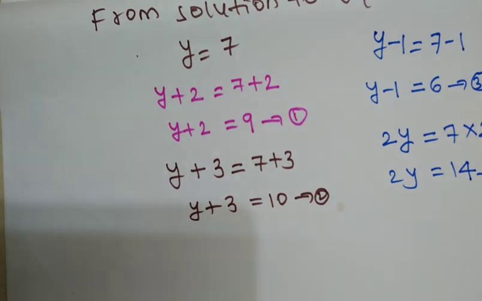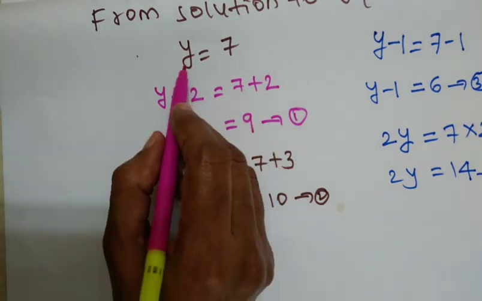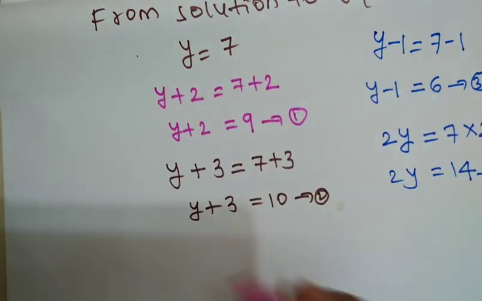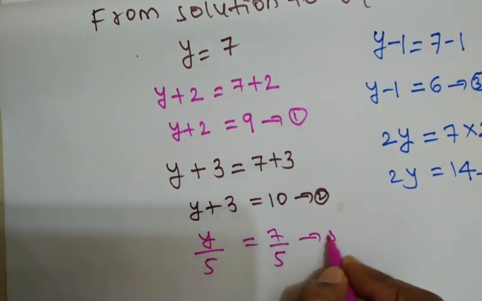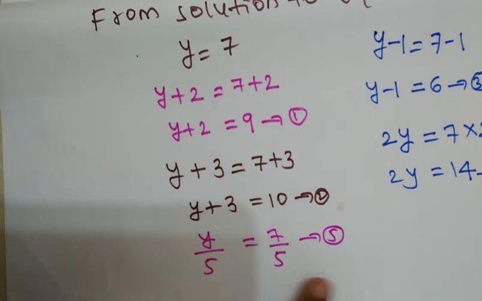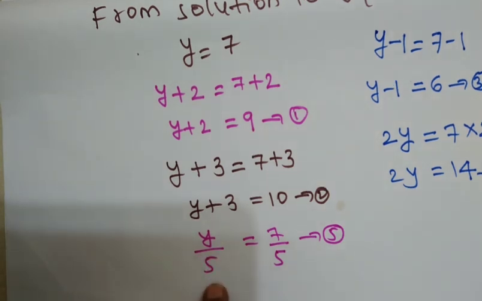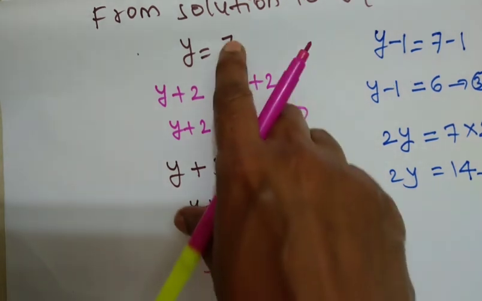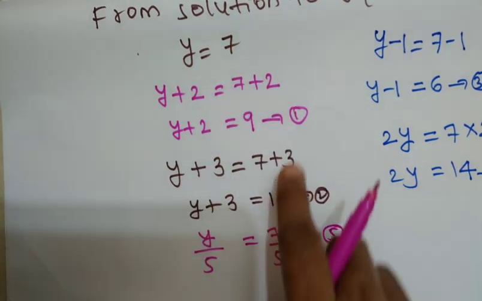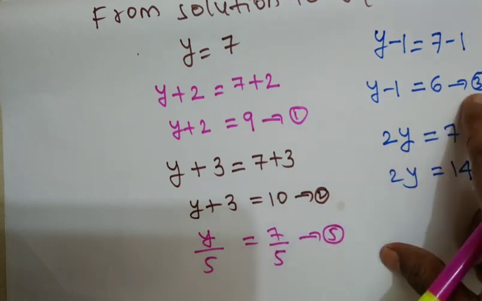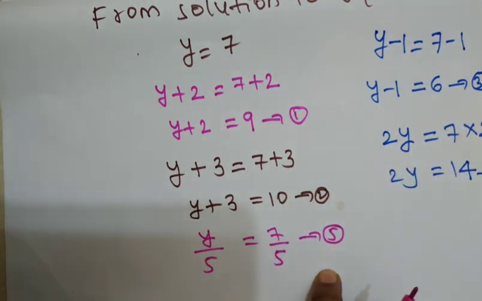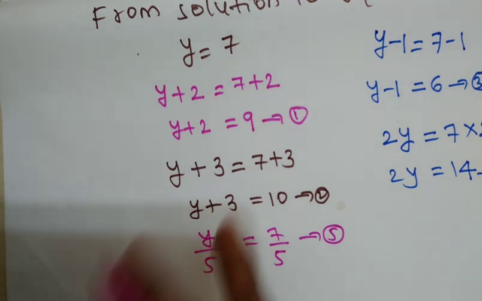Now let us see one more. Let us divide both sides by any number, say 5. If I divide both sides by 5, y by 5 is equal to 7 by 5. Now we got the fifth equation. This is also an equation. So 7 is the solution of this equation also, and of the third, fourth and fifth equations. Similarly you can find so many equations if the solution is given.